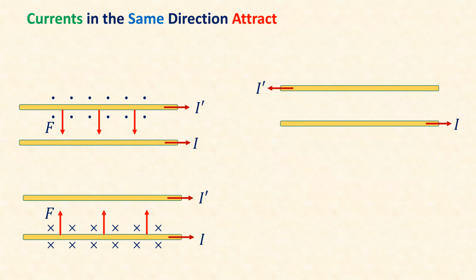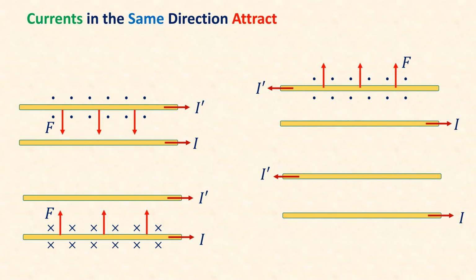And then what if the currents are opposite of each other? If the currents are opposite, the magnetic field of this one in here is out of the page. And then you see that the force on this one, because the field is out here, the force is up.